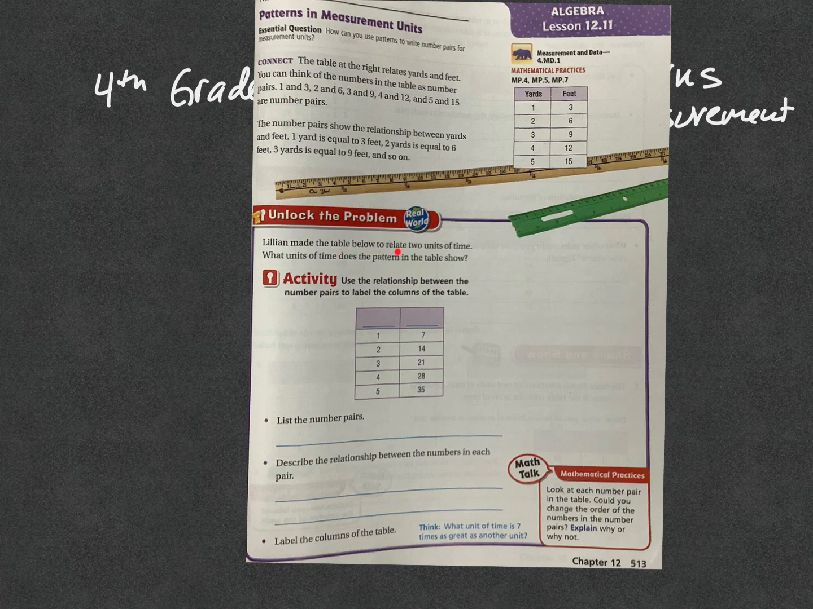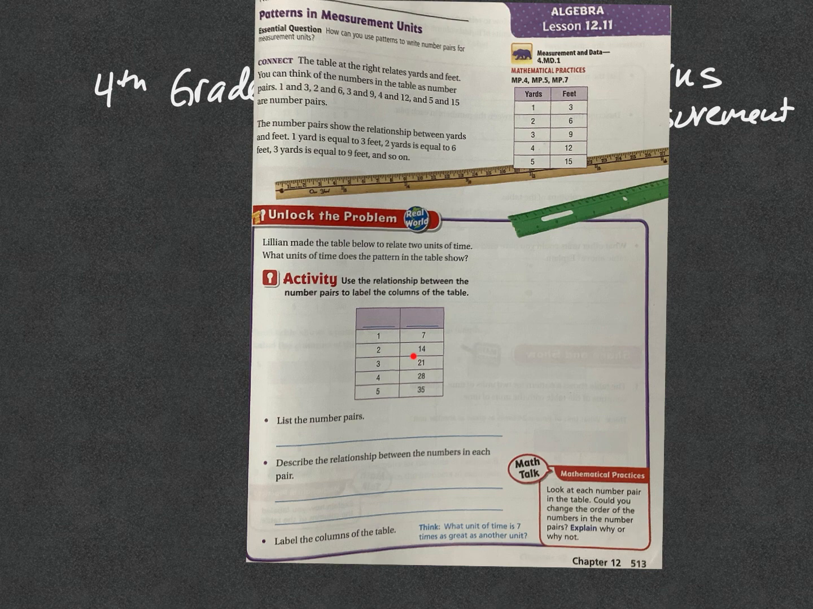Lillian made the table below to relate 2 units of time. What units of time does the pattern in the table show? We need to know our relationships between different numbers. Use the relationship between the number pairs to label the columns on the table. We have a 1 to 7 ratio, or a 1 to 7 number pair. So 1 of something is equivalent to 7 of something else. And we see that pattern continuing.